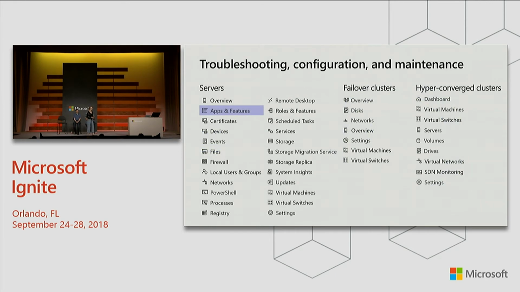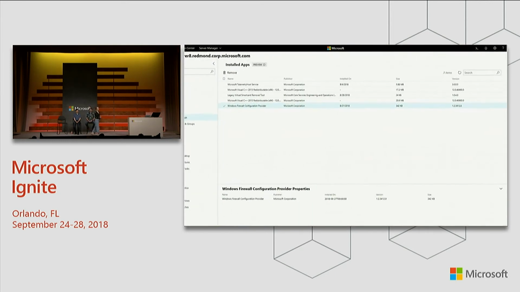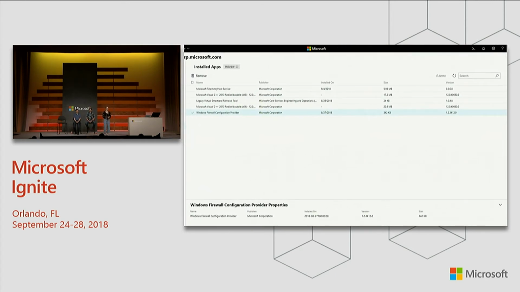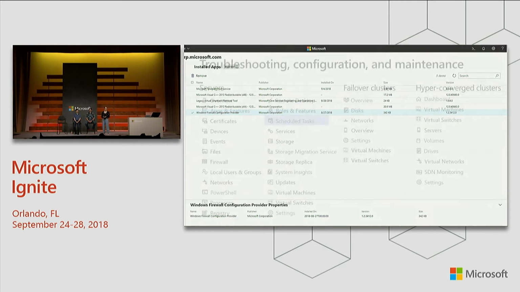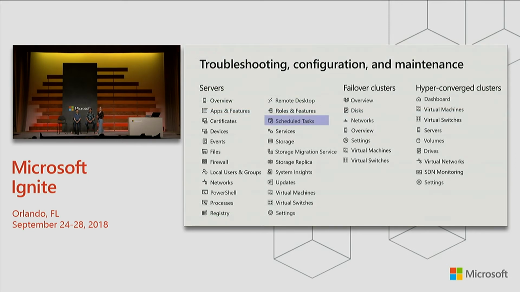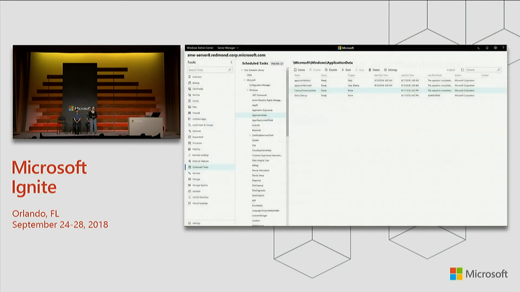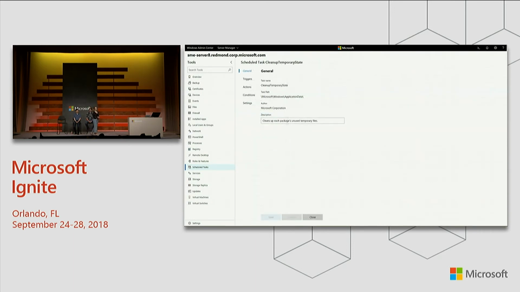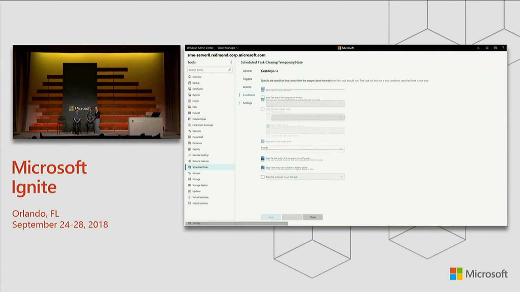First is apps and features. So I can easily see the installed applications that are on my server, and I can even uninstall them right from Windows Admin Center. Next, scheduled tasks. So this is kind of everything that you previously saw in Task Scheduler. I can even go in and see all the general settings. I can modify triggers and actions, the conditions and settings of my tasks.